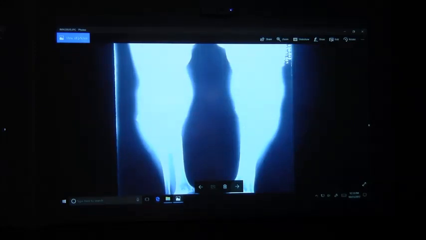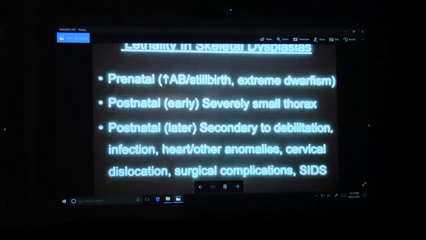And this, again, is my attempt to take a picture of the x-ray that didn't work. Sorry.